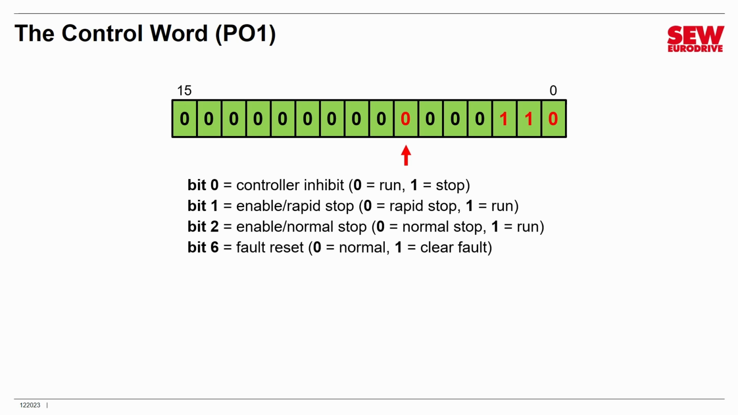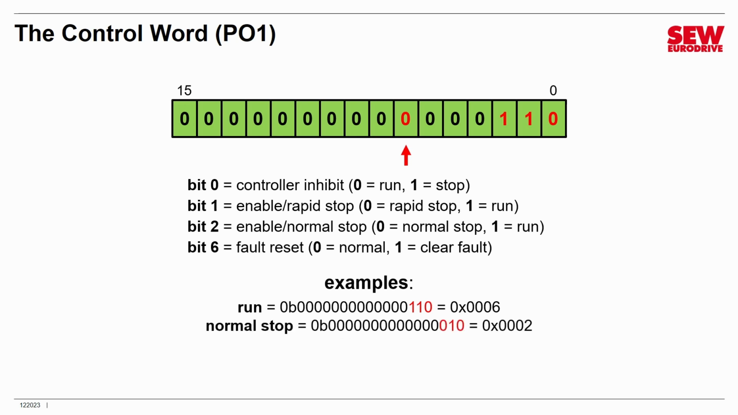Let me show you a number of different patterns here because we're going to use these when we control our VFD. If you want to run the VFD, then you set the bottom bits as follows: 110. Of course, the fault bit is off. So if you convert that binary number to hexadecimal, it is 0006. So if you send a 0006 in P01, your VFD should start turning.